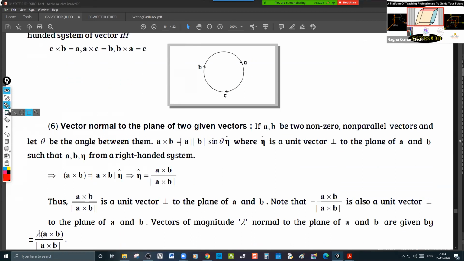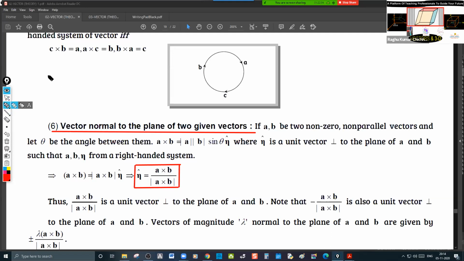Vector normal to the plane of two given vectors. What did I say? It is simply A cross B by modulus of A bar cross B bar. Most important one. This A cross B by mod A cross B will be a unit vector, and of course it is perpendicular to both A bar and B bar.